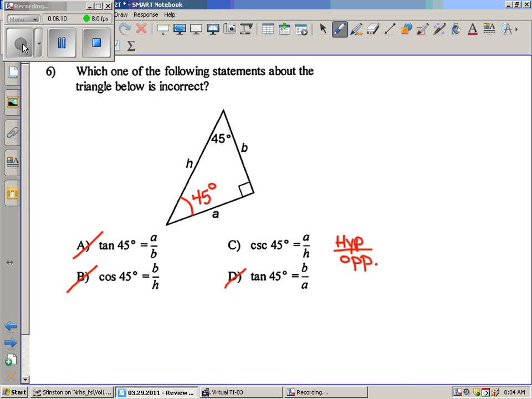Hypotenuse? No way, Jose. Hypotenuse is not A. Whoops. And since we were looking for the one that was wrong, that's the one we choose.